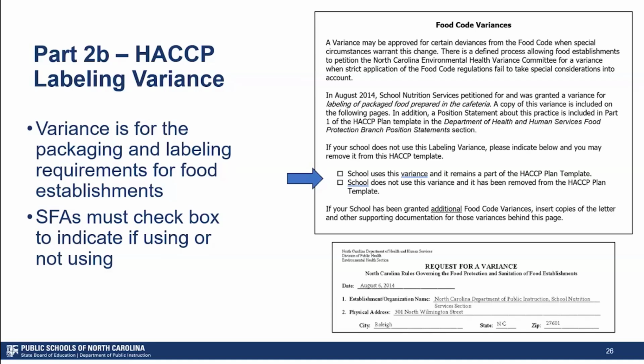So this section in your HACCP plan is indicating whether or not you would use that variance. If that first option says that you're using the variance, that means you are pre-packaging food to go and not labeling. So that would be checking the first option. If you are not pre-packaging food ahead of time, then you wouldn't need it, so you would mark the second option there. Just make sure you choose one option that indicates what your plans are, whether or not you're going to use that variance. There's more information about the original packaging and labeling requirements with the position statements in part 1.